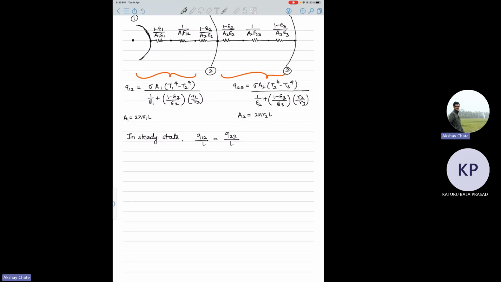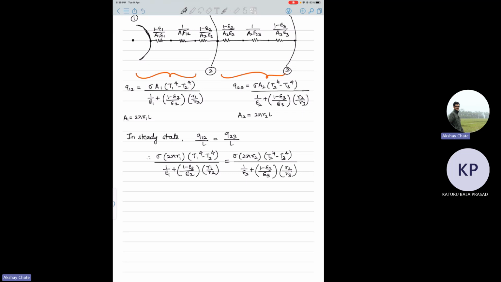So if you do that, what you end up is sigma A1, which is 2 pi R1, into T1 power 4 minus T2 power 4, divided by 1 by epsilon 1 plus the epsilon 2 term with R1 by R2. This will be equal to sigma 2 pi R2, T2 power 4 minus T3 power 4, divided by 1 by epsilon 2 plus 1 minus epsilon 3 divided by epsilon 3 into R2 by R3, right?